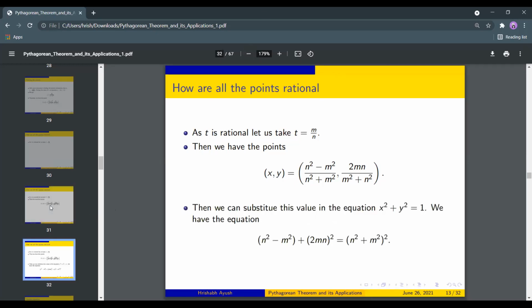So now we can substitute this value into our original equation of x square plus y square equals 1, which we found from a square plus b square equals c square, and then we divided by c square. Does that make sense? I'll explain this. You substitute the value of x and y here. So you have n square minus m square upon n square plus m square, square, plus 2mn upon m square plus n square, square, and then you send the denominator to the numerator on the other side.